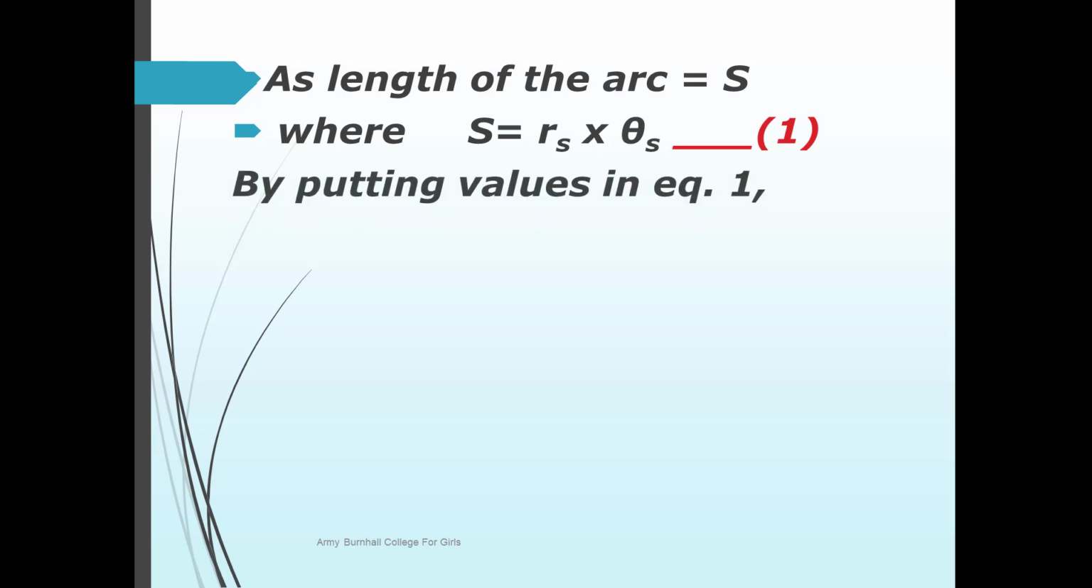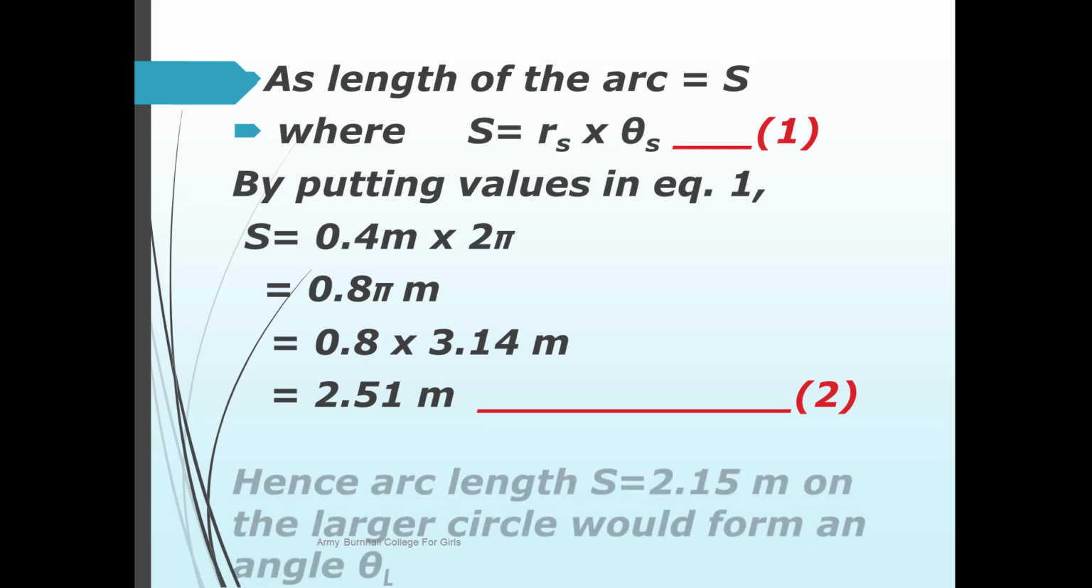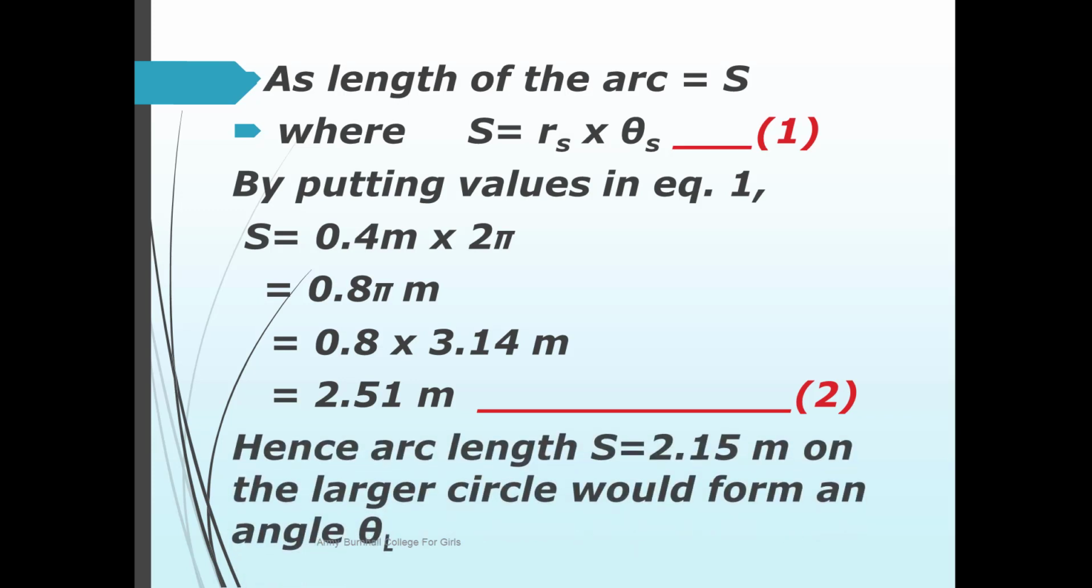By putting values in equation 1, we can find out the arc length. We know that the value of RS is 0.4 meters and theta S is 2 pi. So we will get the answer 0.8 pi meters, or putting the value of pi as 3.14, we will get 2.51 meters. Name it as equation number 2. So we have obtained the arc length, the length traveled by the gear. Hence arc length S is equal to 2.51 meters.